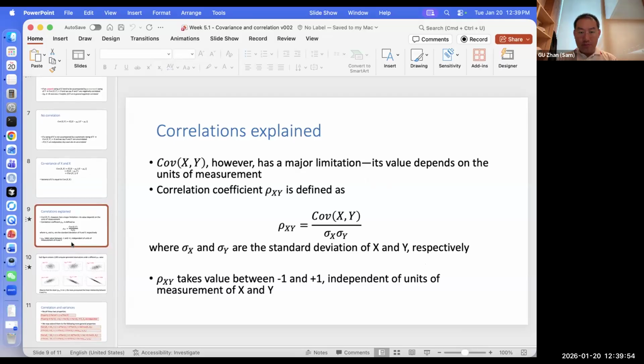Covariance is a measure that can range over the real numbers, so we define another coefficient called the correlation coefficient. It's actually the linear correlation coefficient. Rho xy is defined as the covariance of X and Y divided by sigma x and sigma y, the standard deviations of X and Y. So rho xy will be in the range of -1 to +1. It's a normalized value, always bounded in this range, -1 to +1.